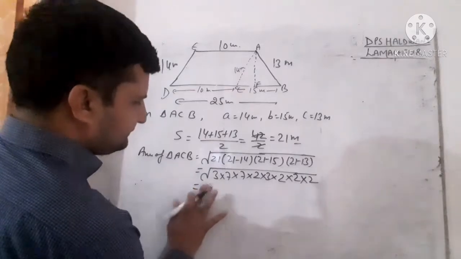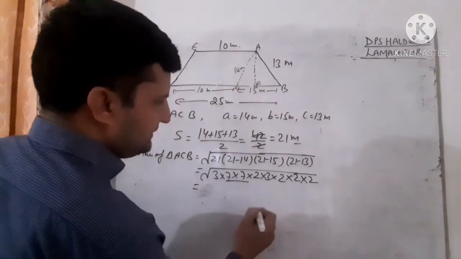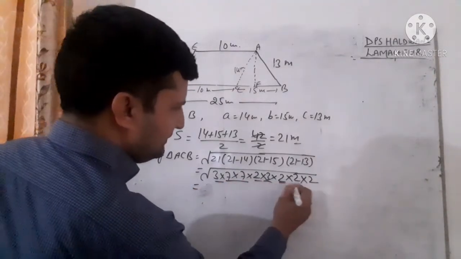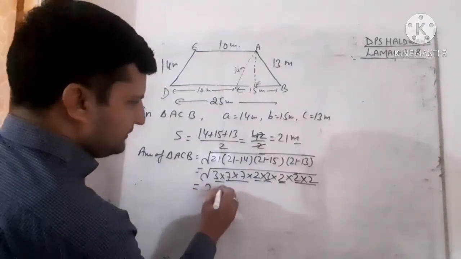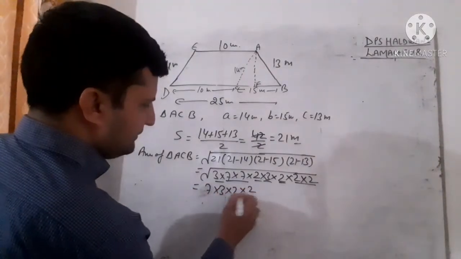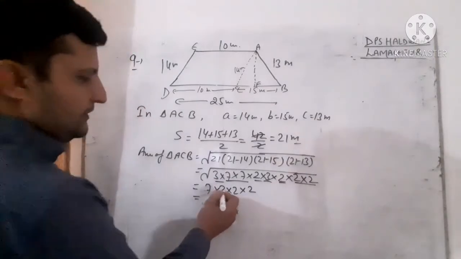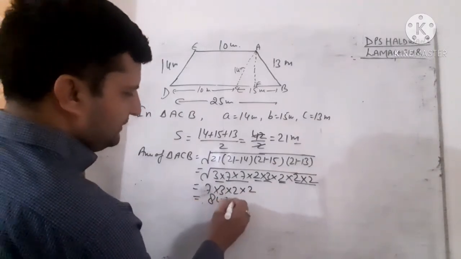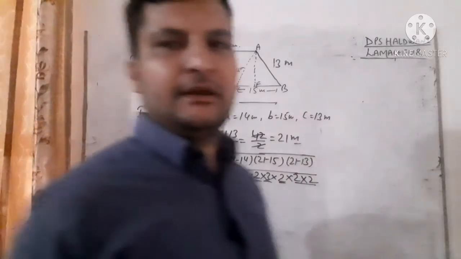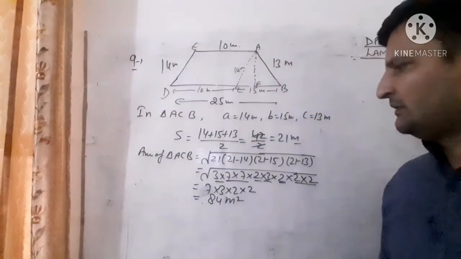So students, what are the pairs here? 7 is here, 3 is here, 2 is here, 2 is here. Means all the pairs are coming. So 7 into 3 into 2 into 2. That is coming 7 3 is 21, 2 is 42, 42 2 is 84 meter square. So the area of triangle ACB is coming, students, 84 meter square.